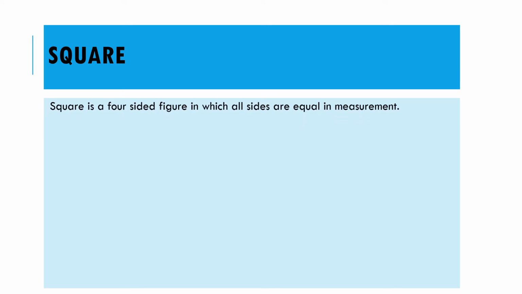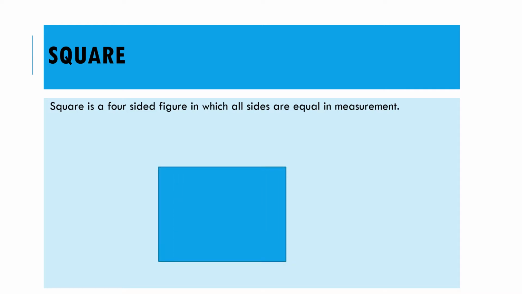What is a square? A square is a four-sided figure in which all sides are equal in measurement. It is the figure of a square. First side is of 5 centimeters, second side is of 5 centimeters, third side is of 5 centimeters and fourth side is also of 5 centimeters. All sides are equal in measurement.